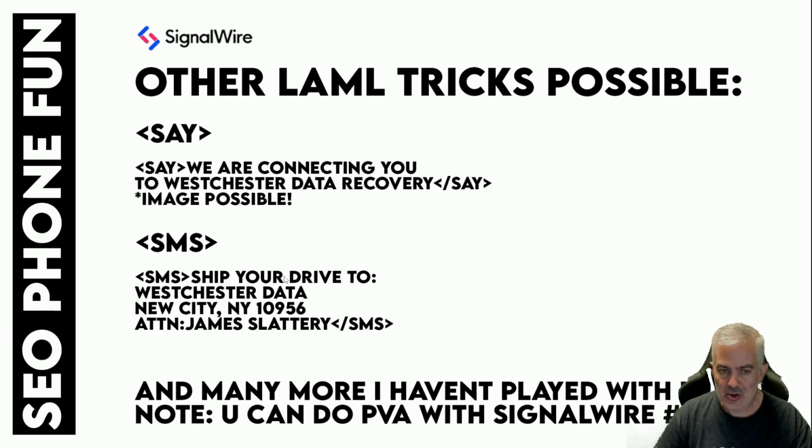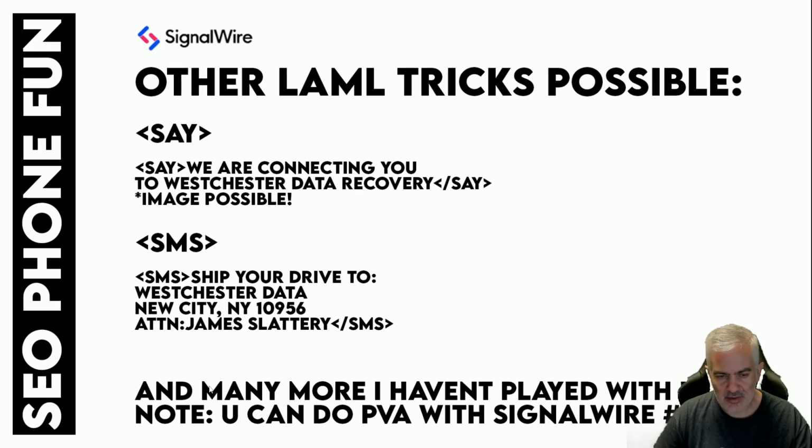And this is where this came from, image possible. With this, you can actually have an image. So it automatically sends an address where they ship the drive and an image. Okay.